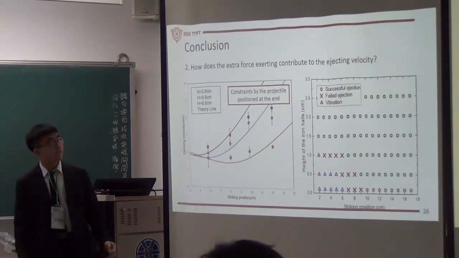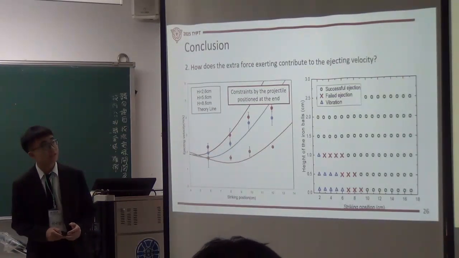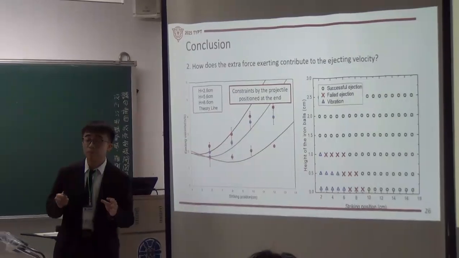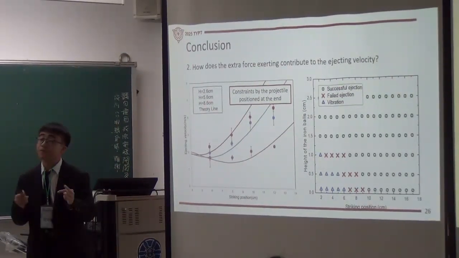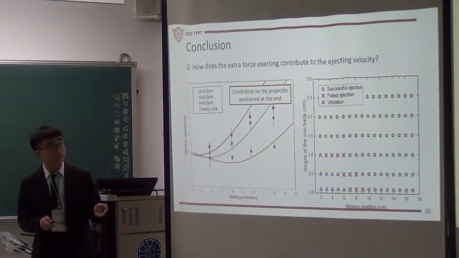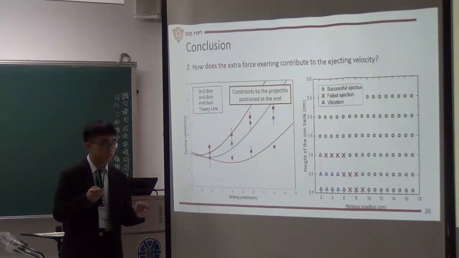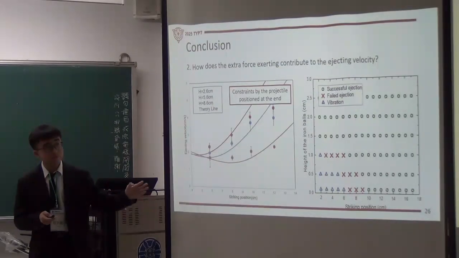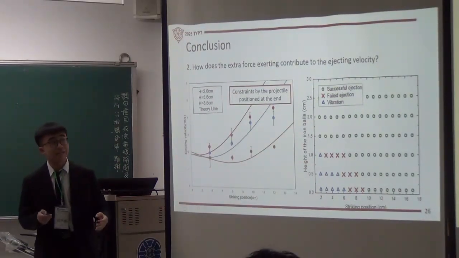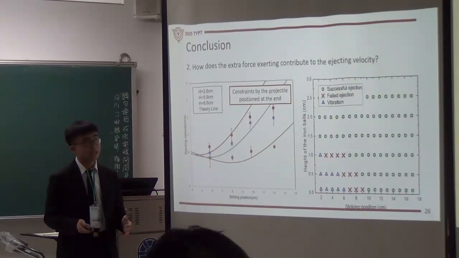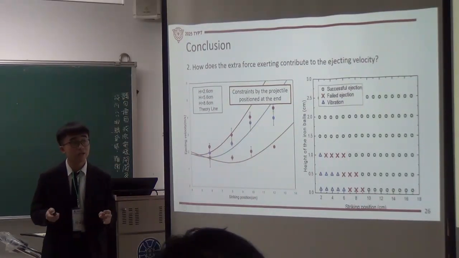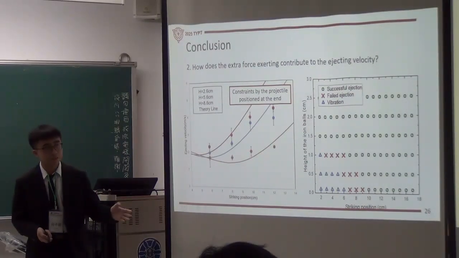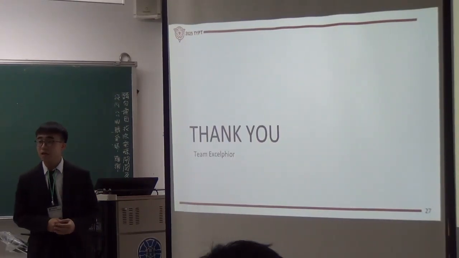The second main focus: how does the extra force exerted contribute to the ejecting velocity? As previously mentioned, we have changed the parameters of different release heights and different striking positions. We have observed that when the force acting on the surface is bigger, it tends to produce faster projectiles. We divided the conditions into three phases: successful ejection, failed ejection, and ejection caused by vibrations. And that's the boundary limits of our experiments. And that's the end of our report.